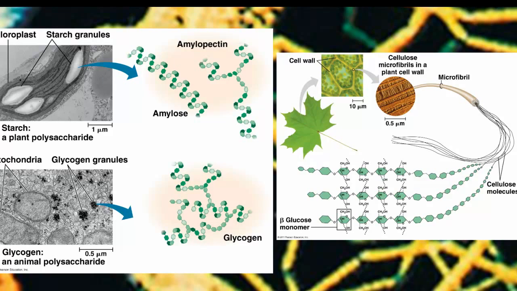Here you can see the structural differences between storage and structural polysaccharides. Take a moment and sketch the differences between these two polysaccharides. Make sure to label them and include some examples and bring them to class for points in discussion. As you can see here on the left, we have plant-based storage polysaccharides on the top and animal-based storage polysaccharides at the bottom.